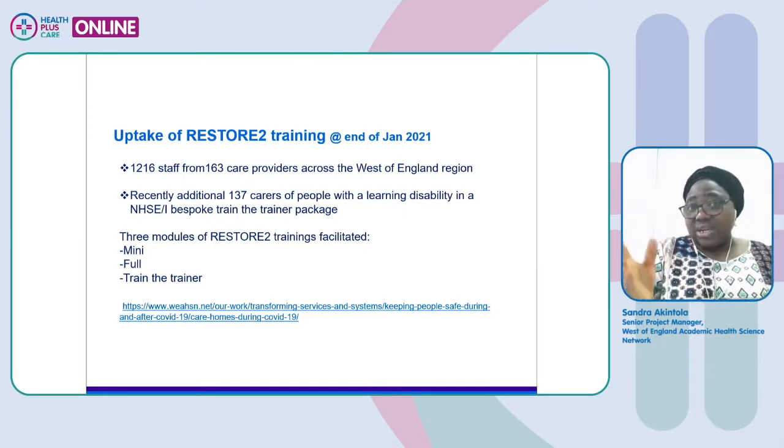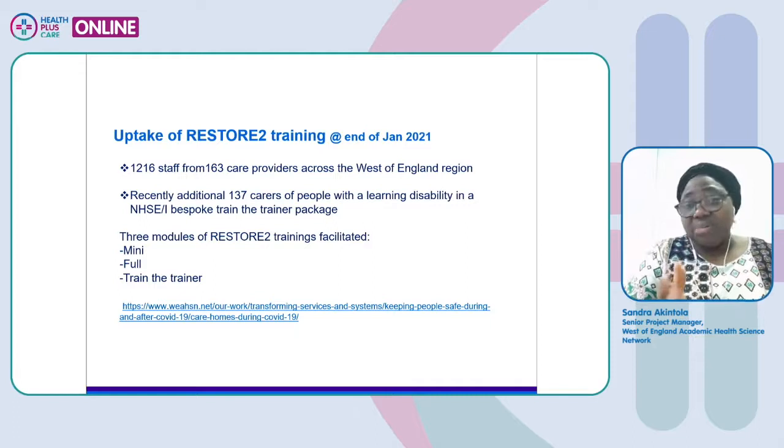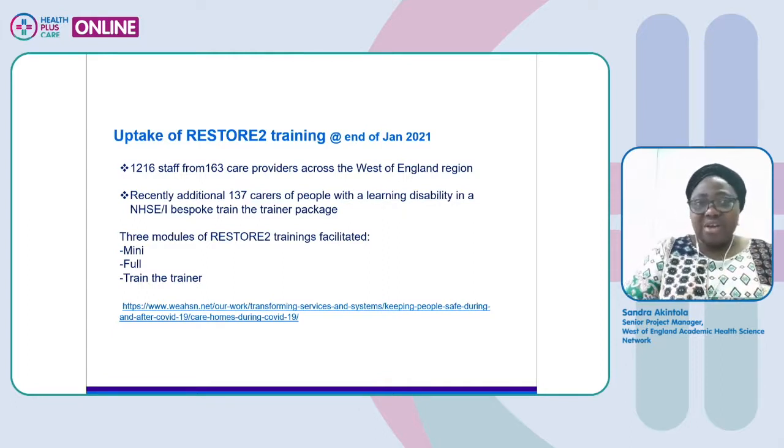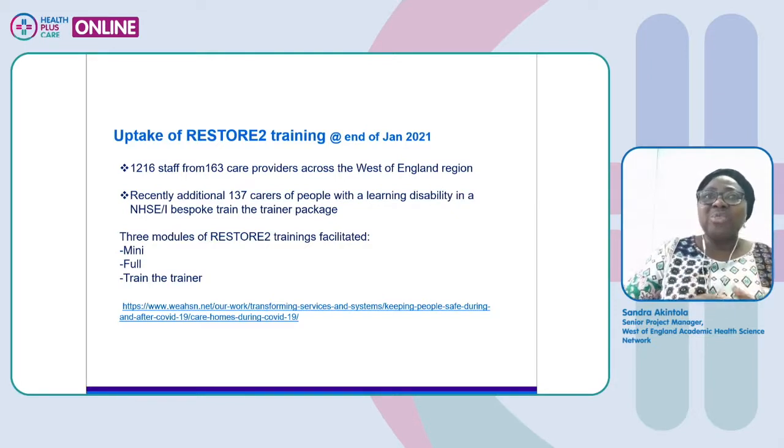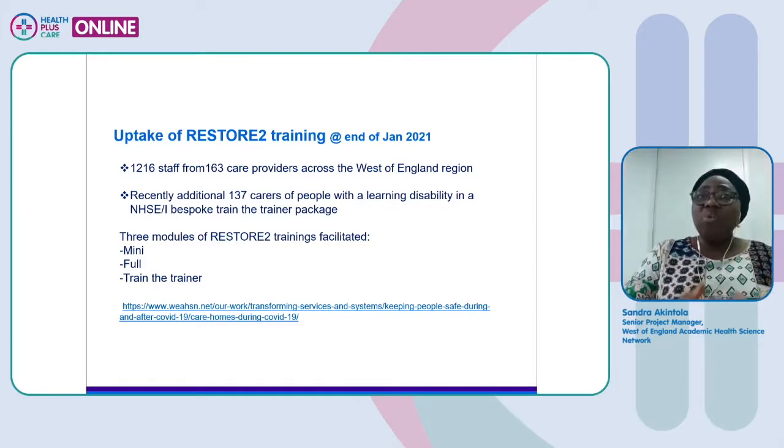This is a bespoke training package that was commissioned by the NHS England and Improvement LeDeR Programme. The three modules of training that we offer in the West of England Academic Health Science Network are the Mini, the Restore2 Mini, and the Restore2 Full, and then a train the trainer approach. We know there will be organizations with multiple sites that might want to cascade the training within the organization, so we offer them that opportunity.